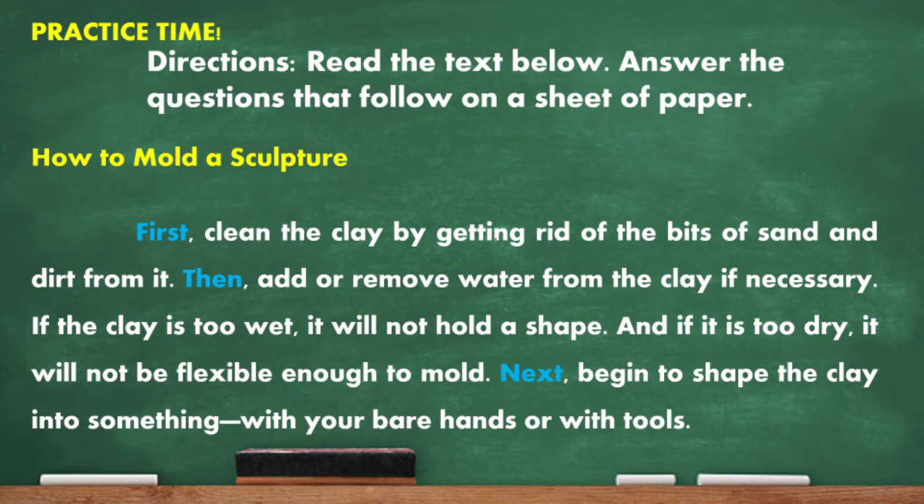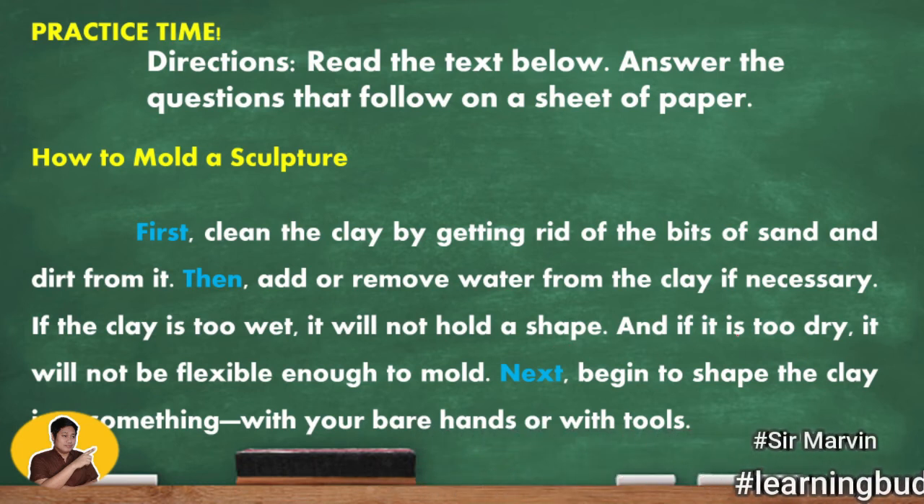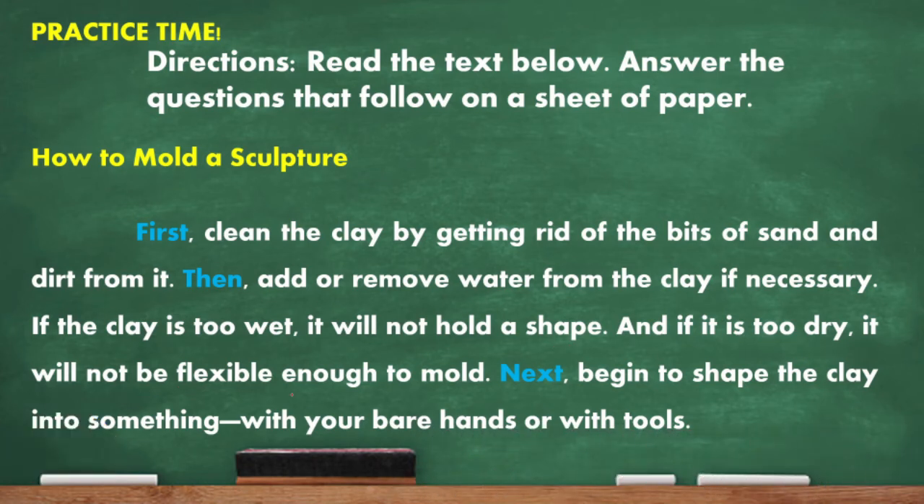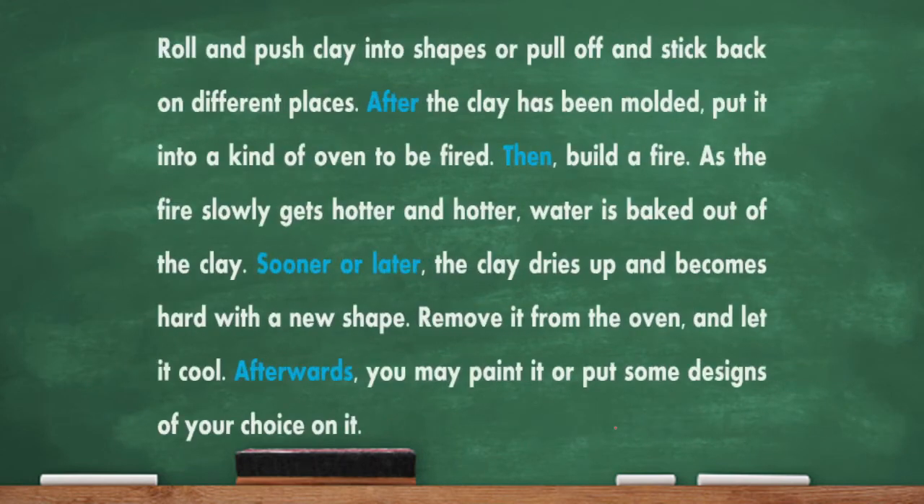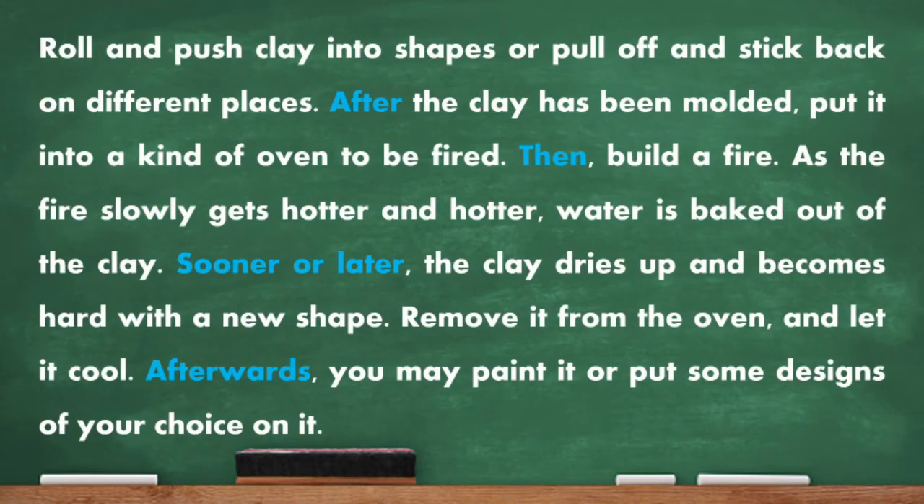First, clean the clay by getting rid of the bits of sand and dirt from it. Then, add or remove water from the clay if necessary. If the clay is too wet, it will not hold a shape. And if it's too dry, it will not be flexible enough to mold. Next, begin to shape the clay into something with your bare hands or with tools. Roll and push clay into shapes or pull off and stick back on different places.